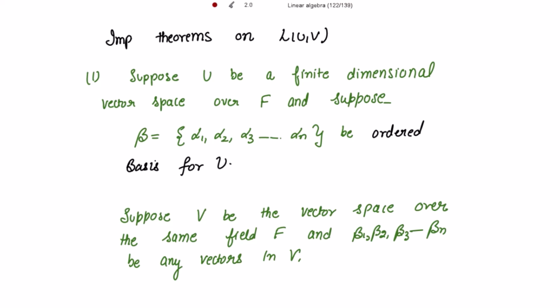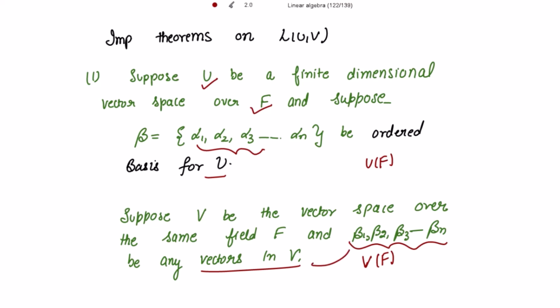Number 1. Suppose U is a finite dimensional vector space over the field F, and suppose beta is the collection of the ordered bases for U, and suppose V is a vector space over the same field F. U is a vector space over the field F and V is also a vector space over the same field F. Alpha 1, alpha 2, alpha 3 are the ordered bases for U, and beta 1, beta 2, beta 3 up to beta n are any vectors in the vector space V.